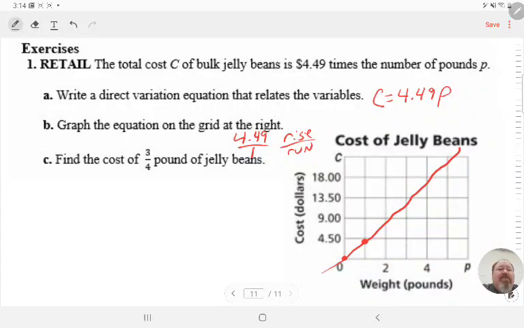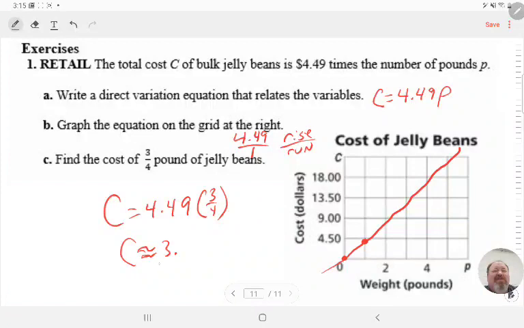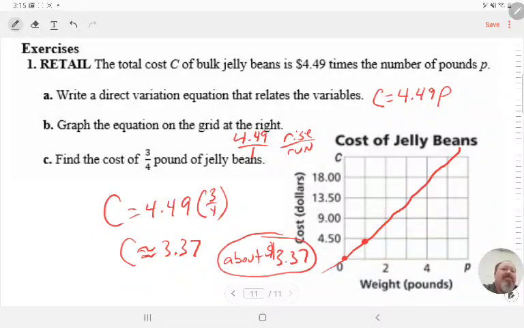Now find the cost of 3/4 pound of jelly beans. So that would be C equals 4.49 times the pounds, or 3/4. And when I multiply that out, I get C is approximately 3.3675 or something like that. So I would round that to $3.37. And that's how you solve it. All right, if you've got any questions, let me know. Otherwise, have a great day.